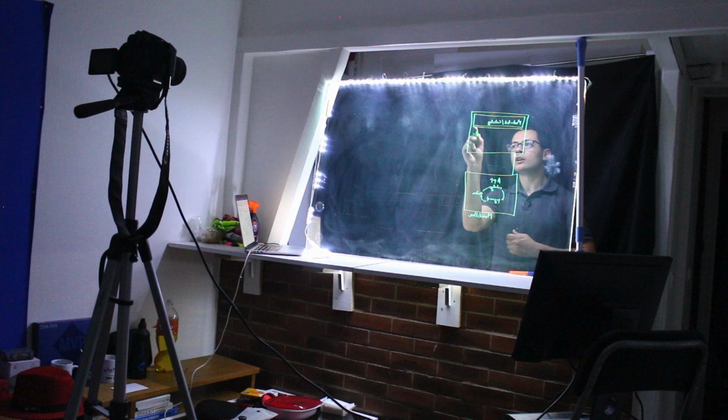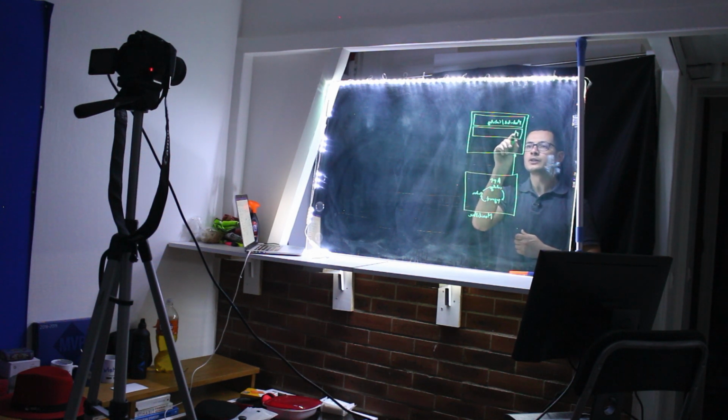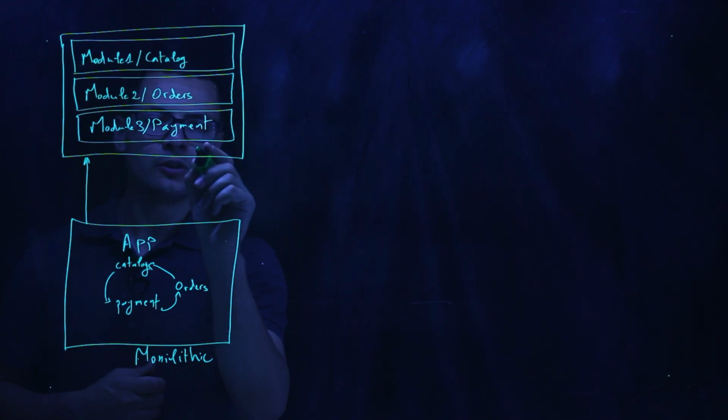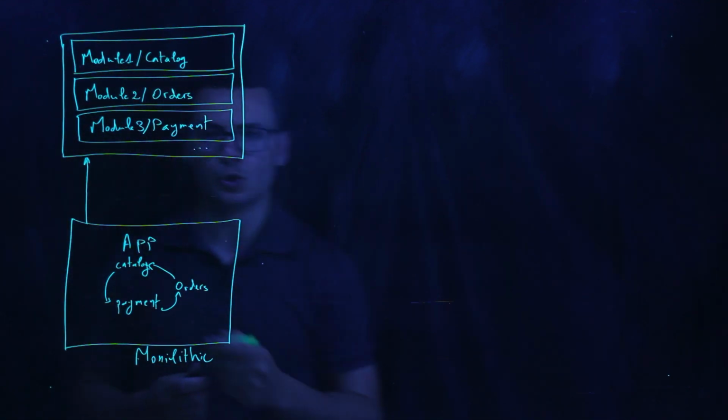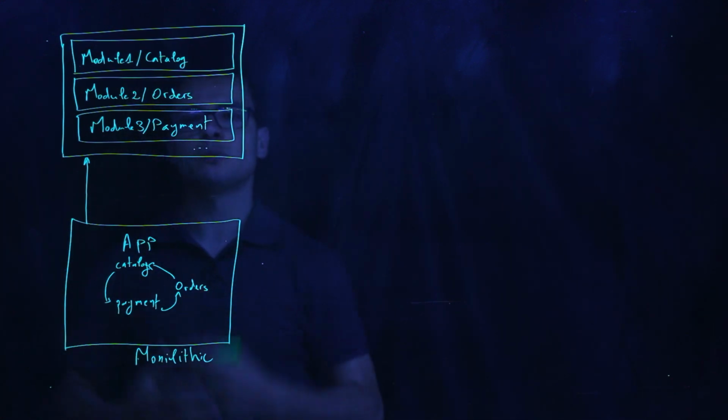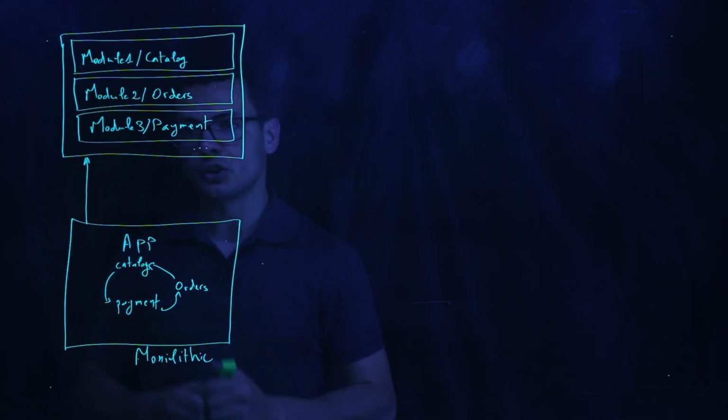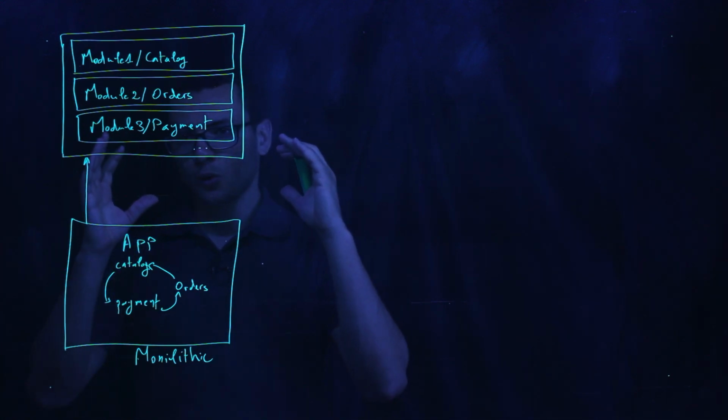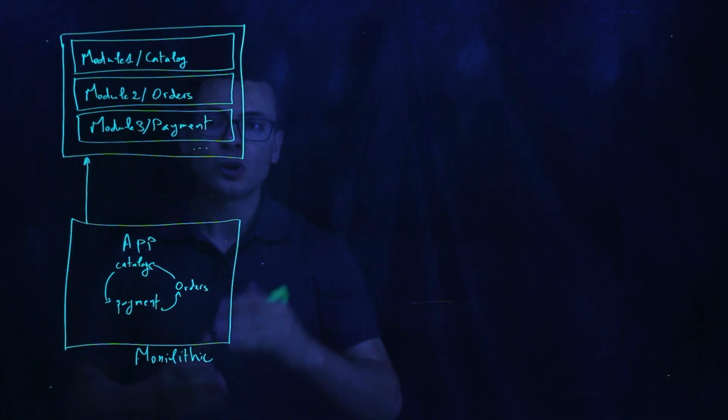And maybe you have another layer for the orders. And this is going to be module number 2 for orders. And the third module, module number 3 for the payment. And of course, we might have many other modules. So each module is responsible for a functionality, for a feature. And what we gain with this approach is that we have a solution.